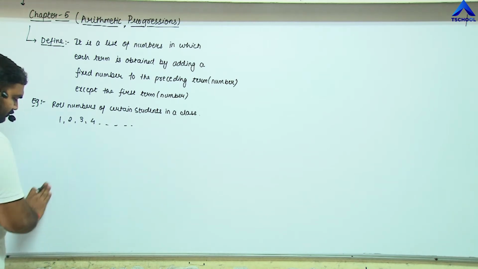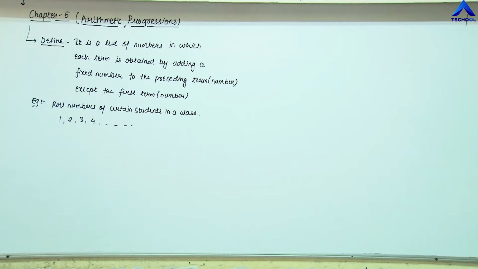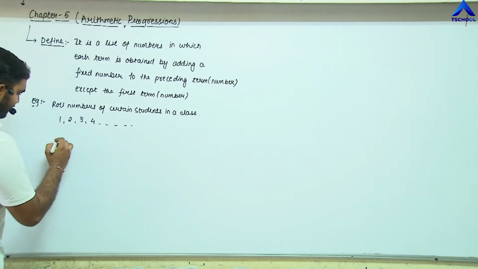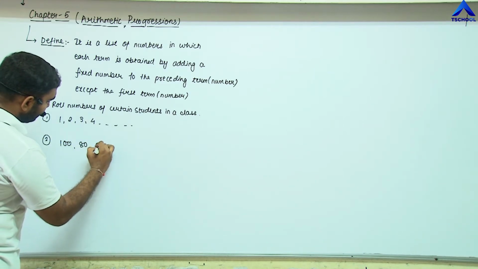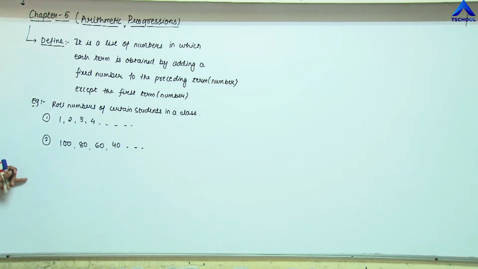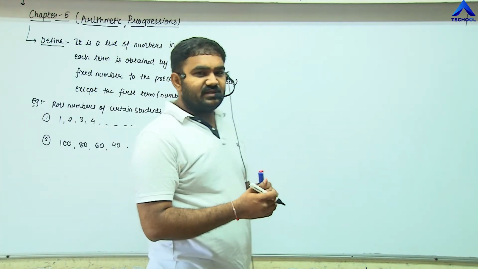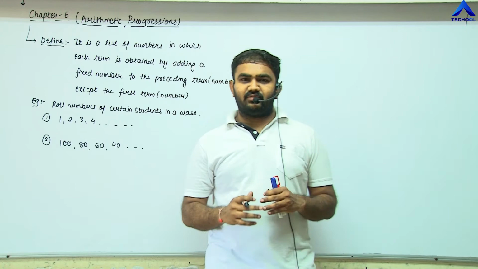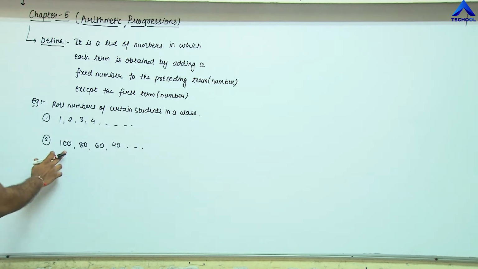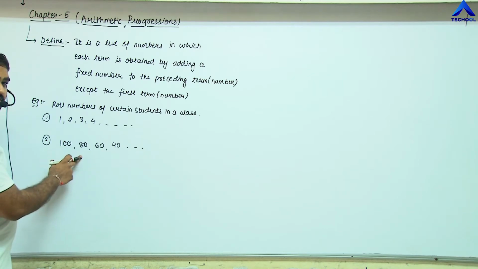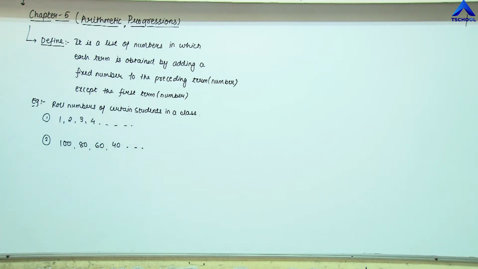If the marks obtained by a student are in a common difference, like 100, 80, 60, 40 and so on, then again you can say the succeeding number is obtained by adding minus 20 to the preceding number, right? If minus 20 is added to the first term, it gives me the second term. Minus 20 added to the second term gives me the third term, and so on. It goes like that, right?